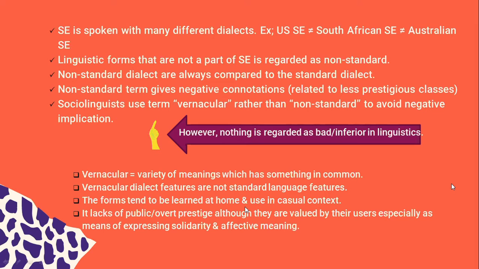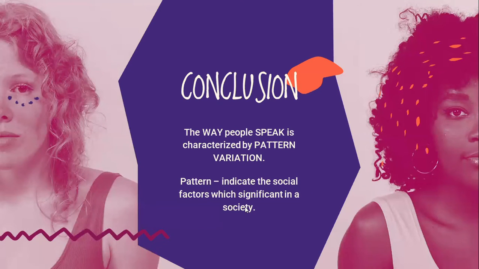Okay, in a Malaysian context, for example, we have the formal bahasa Melayu and also informal bahasa Melayu. Just like when we are at home, we don't use the baku one. We don't use "adakah kamu sudah makan?" No, we use "dah makan ke?" Something like that. So when we use "dah makan ke", we use vernacular dialect.